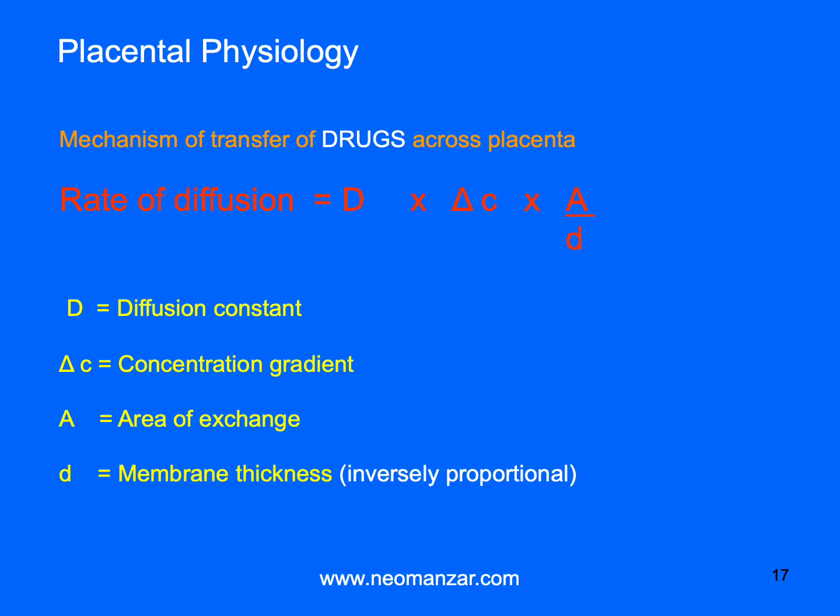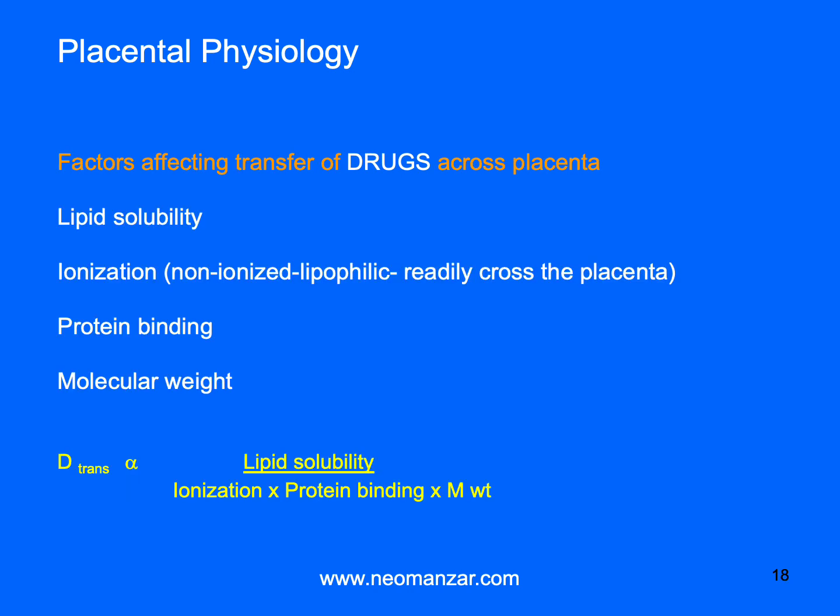Drugs follow the rule of this equation, which explains it all: except for the membrane thickness, everything is directly proportional. If a drug has a higher diffusion constant, it diffuses fast. Higher concentration makes sense, and so does area of exchange. But if the membrane is thick, which makes sense, it's inversely proportional. So with any placenta which has pathologies or is thick, the transfer of drug is delayed. Okay, so what about the other factors?